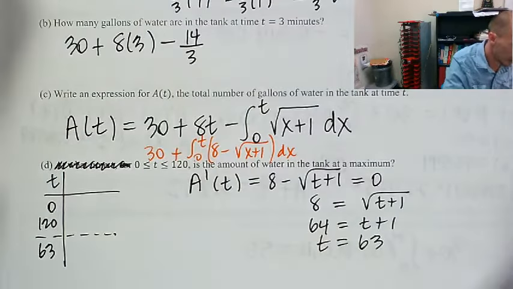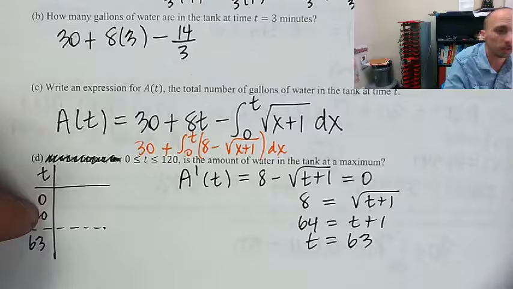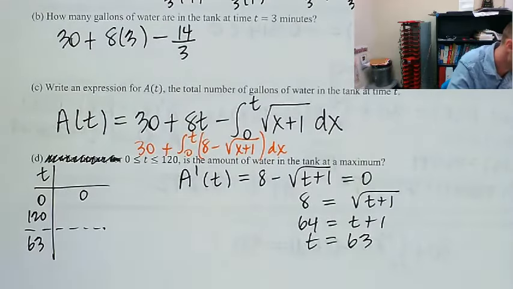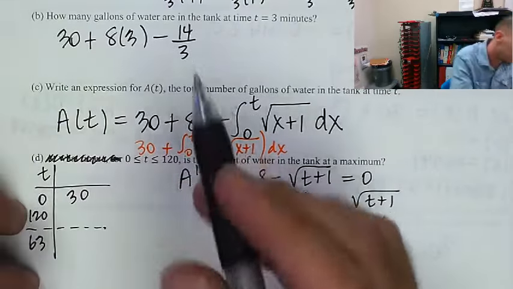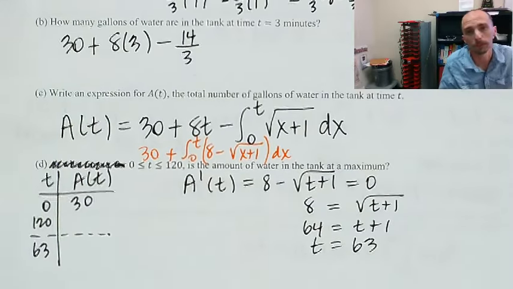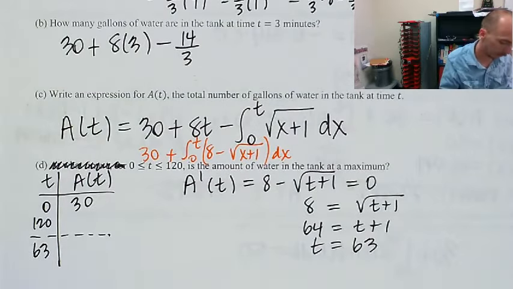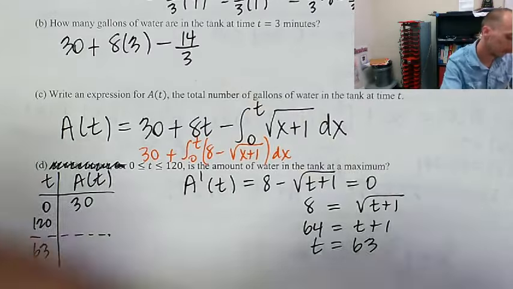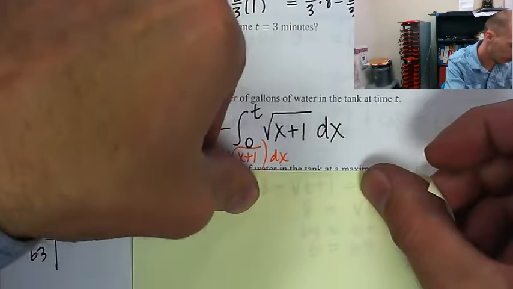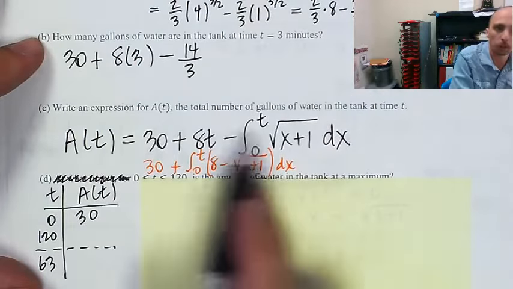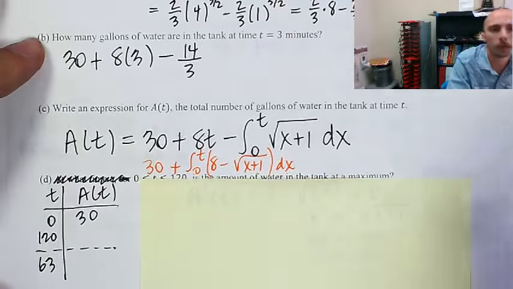All right, then I'm going to say, at time t equals 0, there are 0 gallons of water. Oh, wait, no, that's not true at all. There are 30 gallons of water. Then I'm going to need some more paper to make these computations, to figure out the amount of water in the tank at time t equals 63 and at time t equals 120. I've got my function up there, and I think this one looks a little easier for me to work with right here.